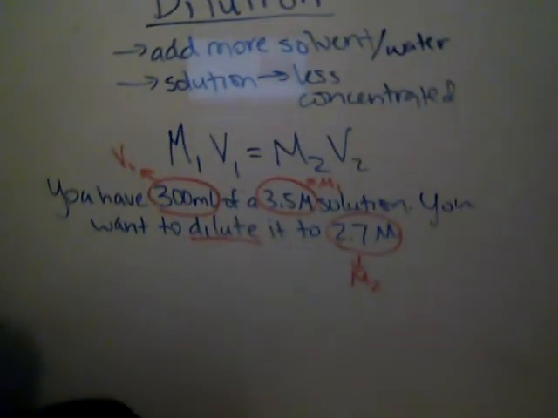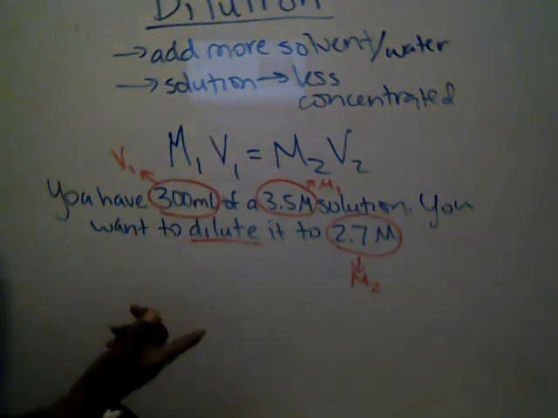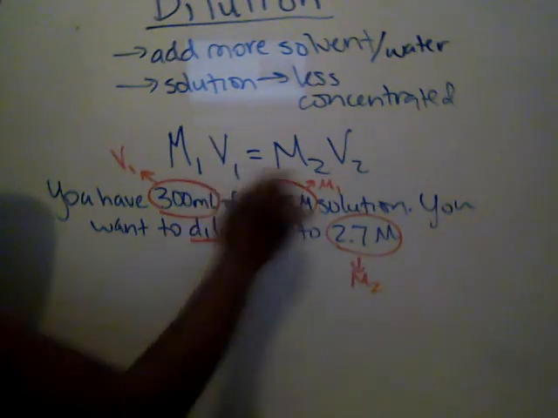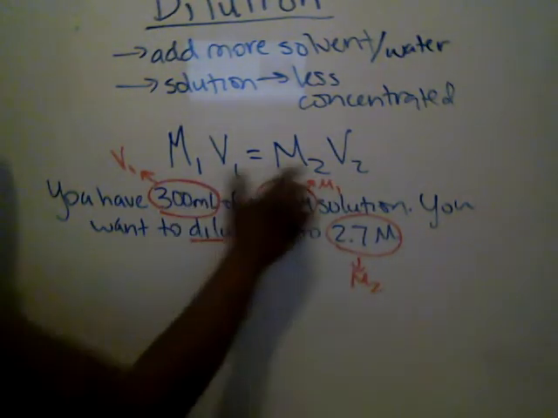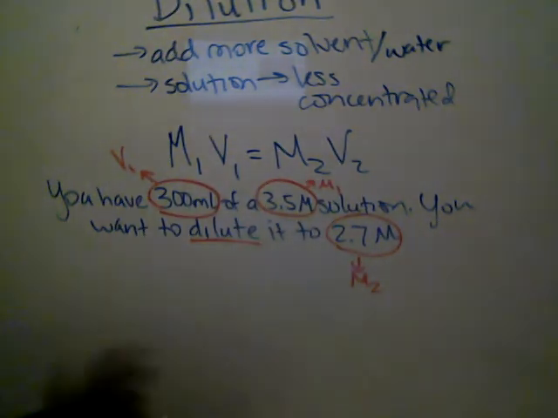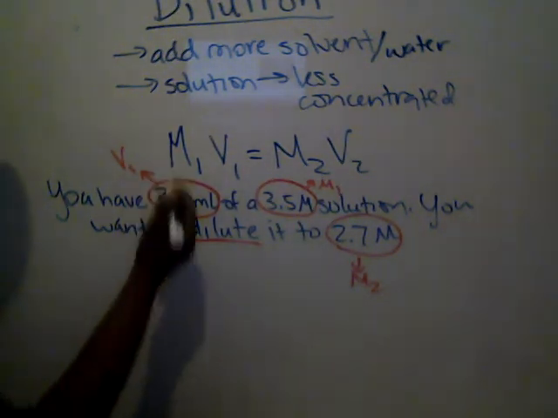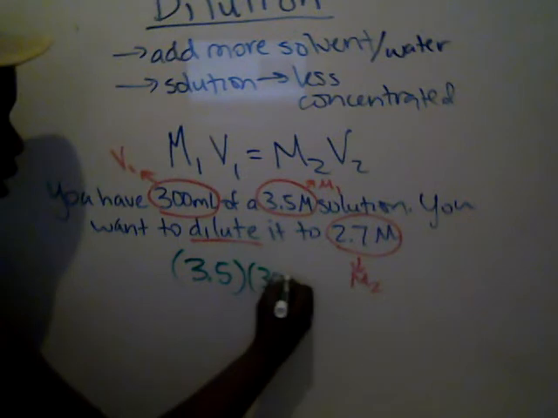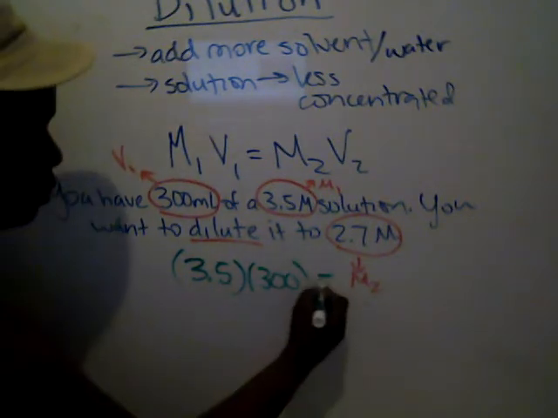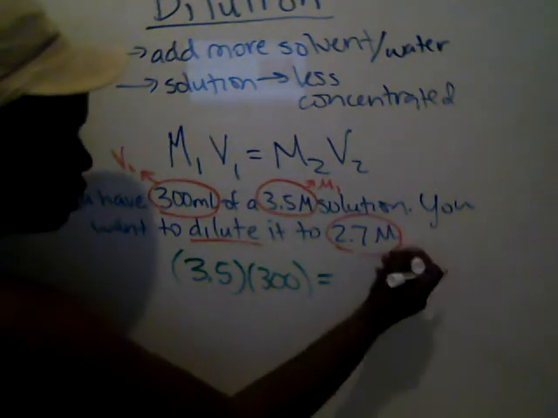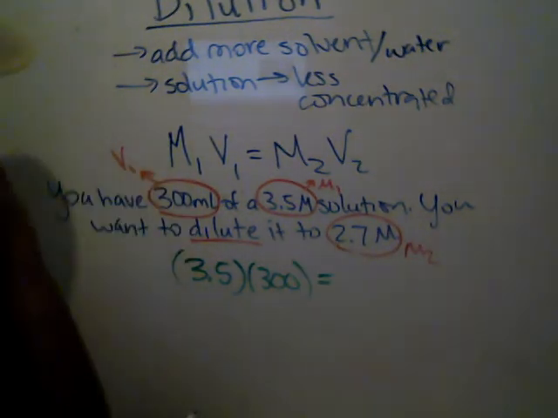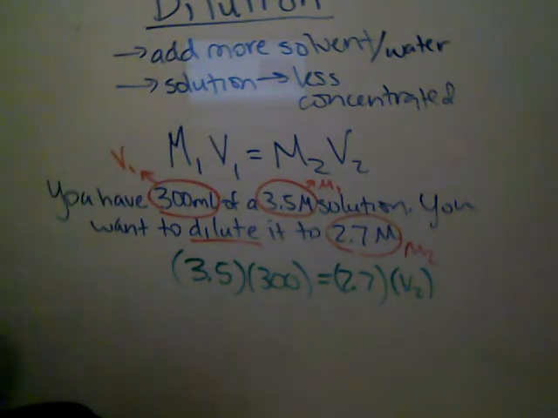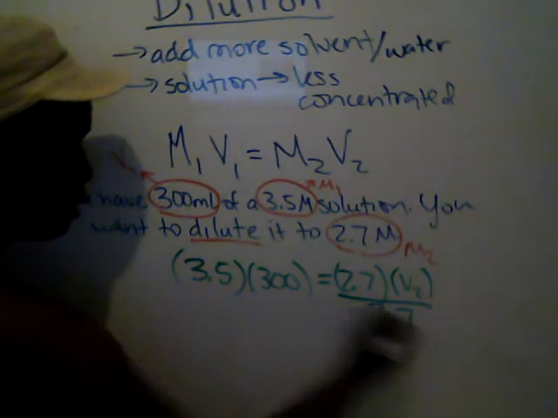So the way that we would set this up is, just be careful, the volume actually does not have to be in liters, just be consistent. If it's milliliters on this side, that means your V2 will be in milliliters. You just want to make sure you're either milliliters for both V's or liters for both V's. So the way that we would do this is the initial molarity is 3.5. Our initial volume is 300. I'm just going to keep it in milliliters. Equals our final molarity is 2.7, and we don't know what V2 is. So all we would have to do is divide by 2.7.